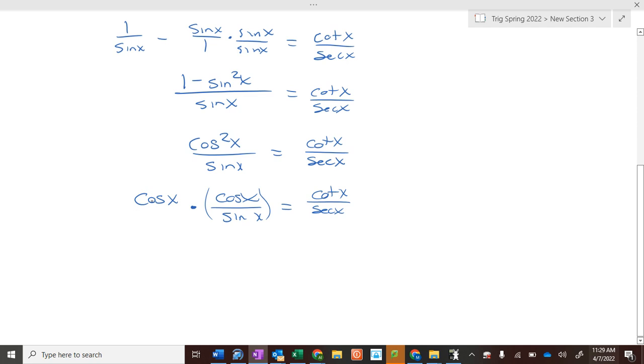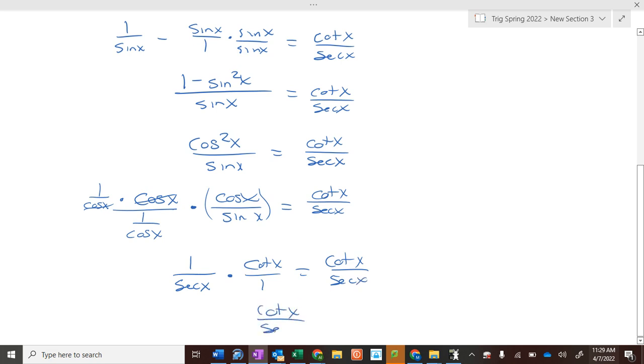How can I change cosine into 1 over secant? Well, if I multiply by 1 over cosine on the top and bottom, because I could do that in trig, to get rid of the cosine up here, I have 1 over cosine in the denominator. So 1 over cosine in the denominator is 1 over secant. And then this is cotangent, which is really cotangent over 1. So we get cotangent of x over secant of x.